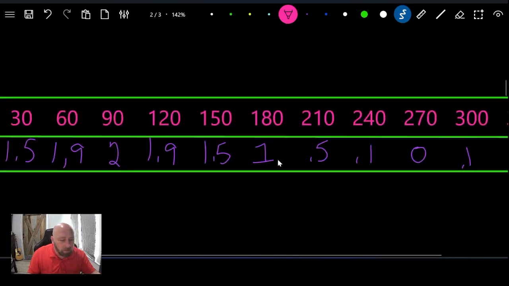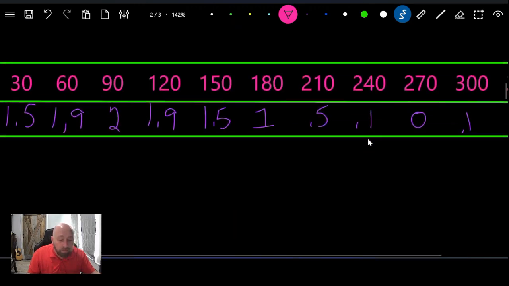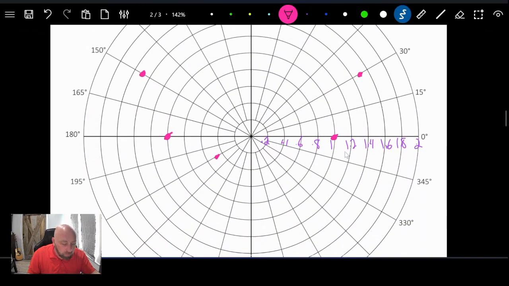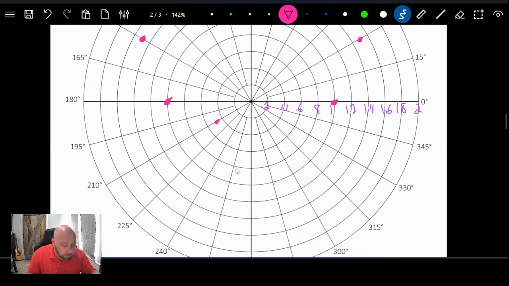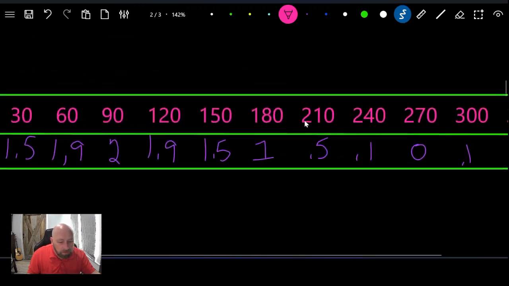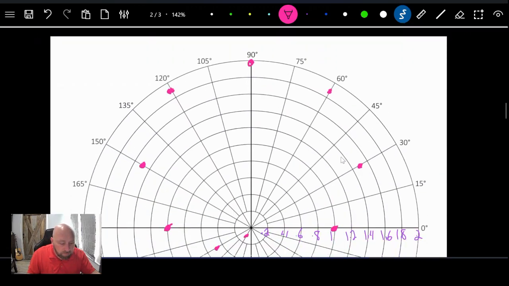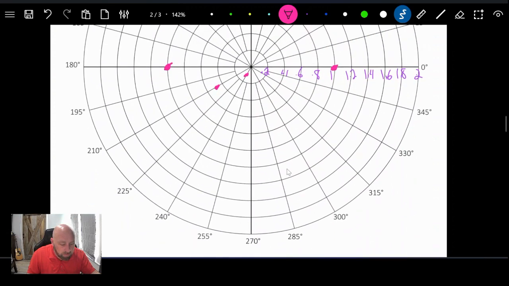All right, and then at 240, we're at 0.1, so that one's really tight in there. So at 240, we're right in here in the middle, so at 0.1. All right, and then we come out to 0. 270 is actually all the way back to the pole. So 270 right here goes to the pole.